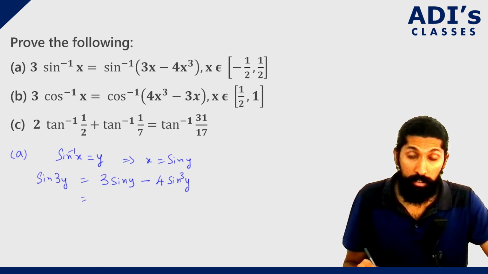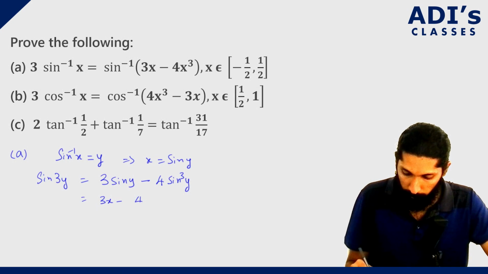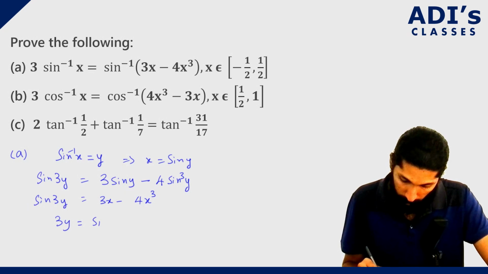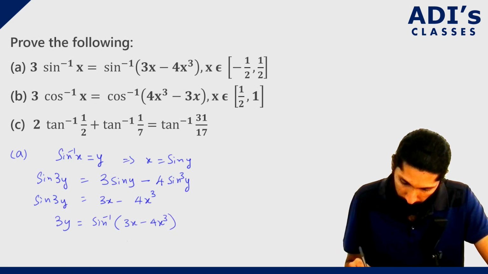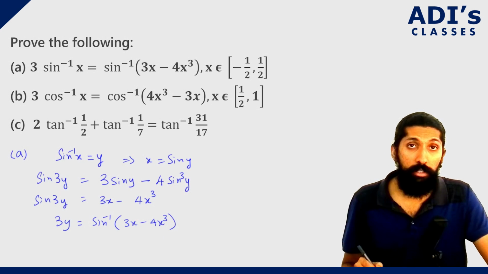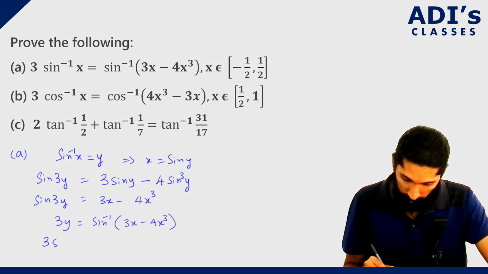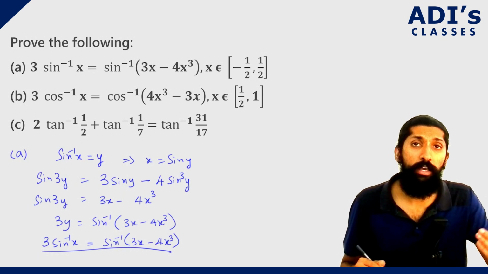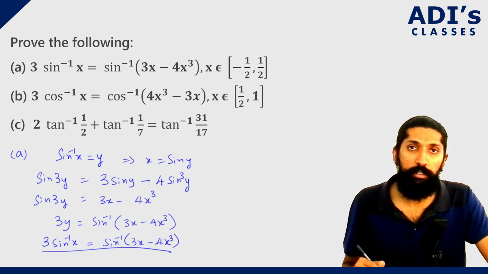Now RHS is going to become 3x minus 4x cube, and LHS is going to be sine 3y. So 3y is equal to sine inverse of 3x minus 4x cube. Guys, what is y? Sine inverse of x. So 3 sine inverse of x is equal to sine inverse of 3x minus 4x cube. Very, very simple logic, isn't it?